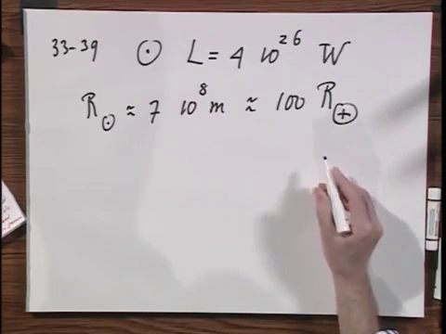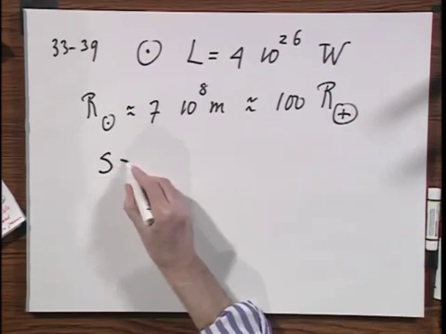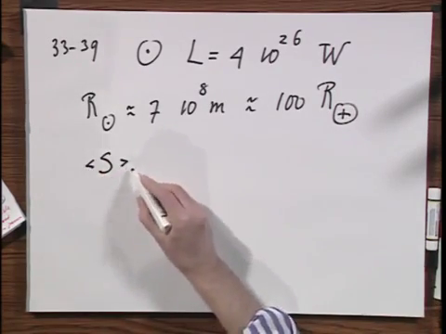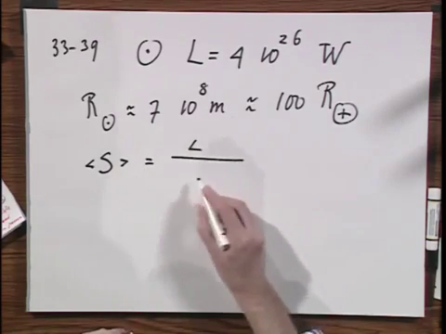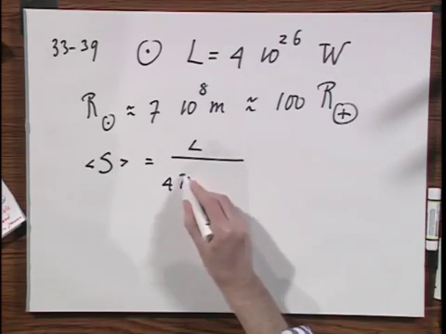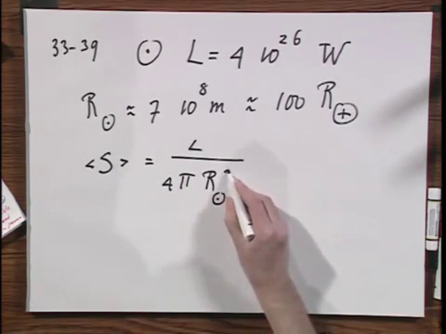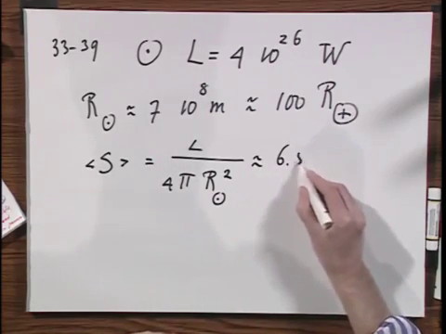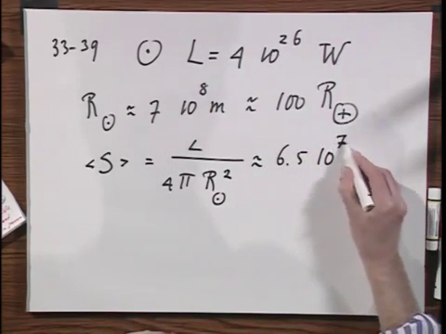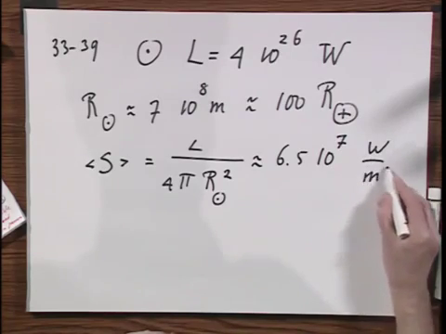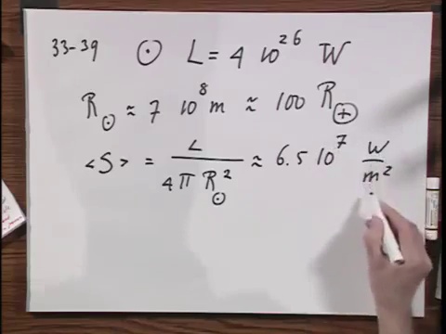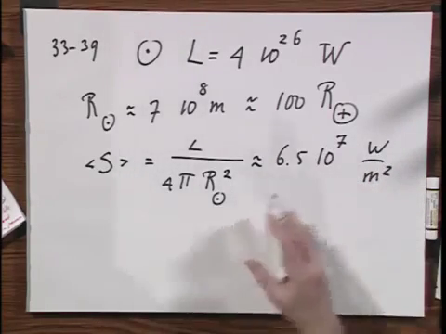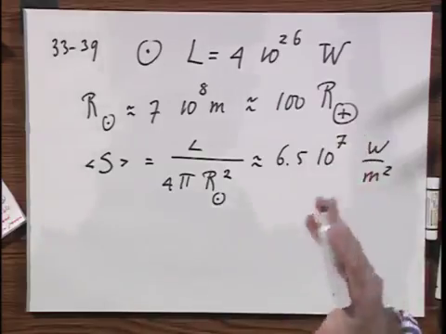This is my symbol for the Earth. And if you calculate the mean pointing vector at the surface of the sun itself, you'll have to take L divided by 4 pi r of the sun squared, and that gives you a number, 6.5 times 10 to the 7 watts per square meter coming out of the surface of the sun, 6.5 times 10 to the 7 joules per second.